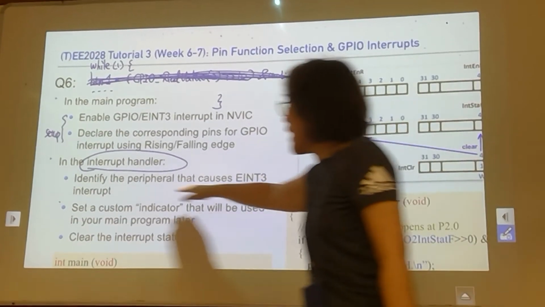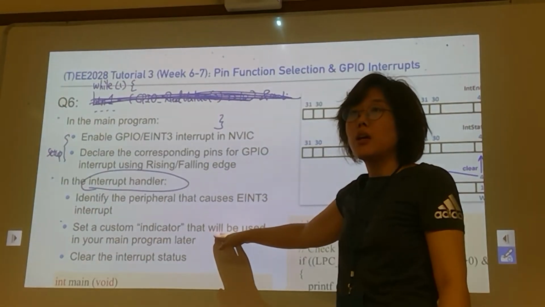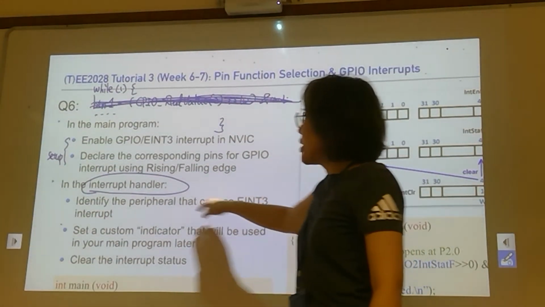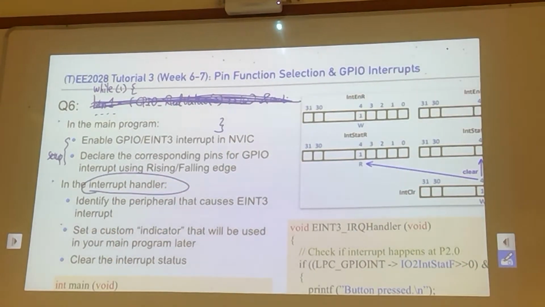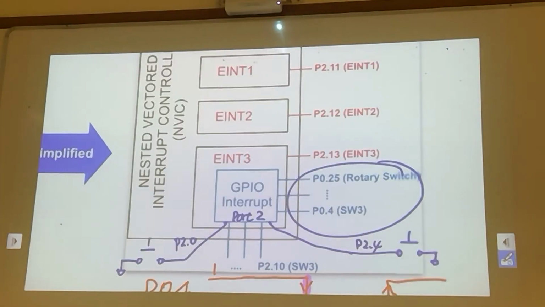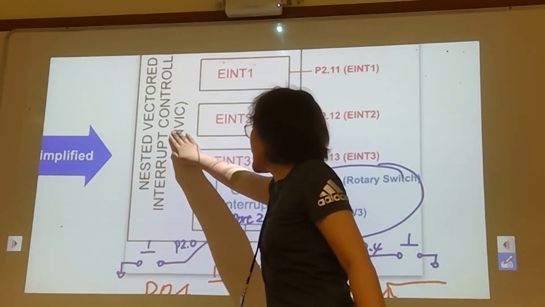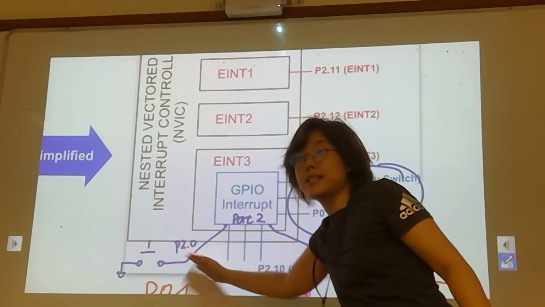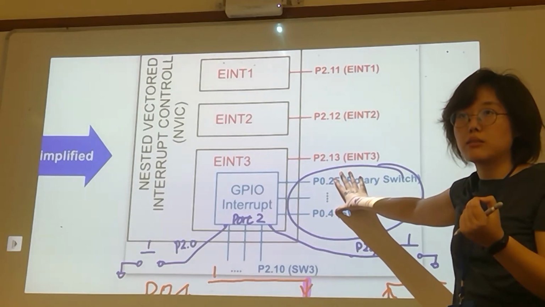That's why here you identify the peripheral that caused the ENT3 interrupt. Why do we need to do that? Because whatever gets sensed from ENT3 by your NVIC, no matter what device it is, it will call the same interrupt handler.